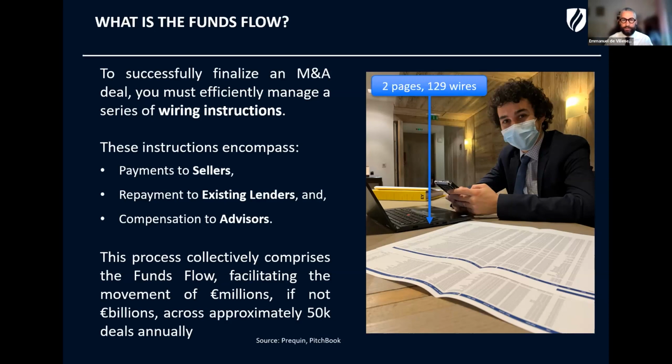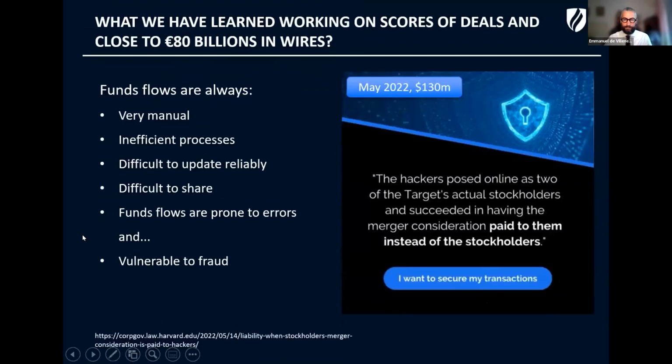The way it looks today, as you can see in the picture on the right, is that it is all done in Excel, where people line up plenty of bank wire instructions directly in the Excel document. This is an actual fund flow from an actual transaction: 2 pages, big pages, with about 129 wires. This is the state of the art today, except what we've realized working on about 80 billion euros of transactions is that this process is very inefficient.